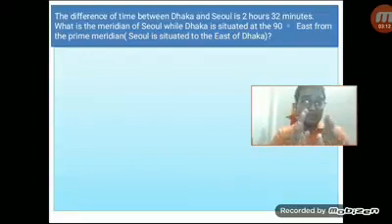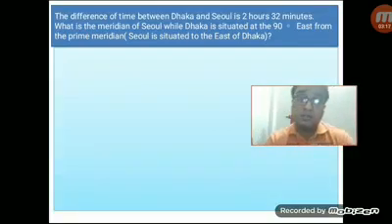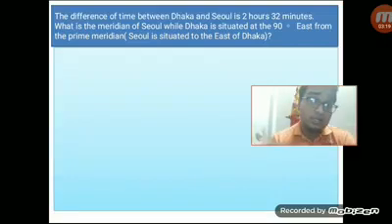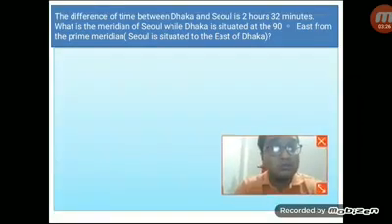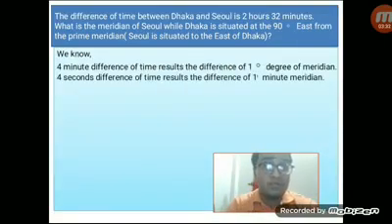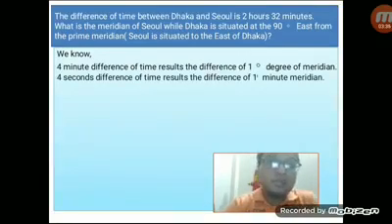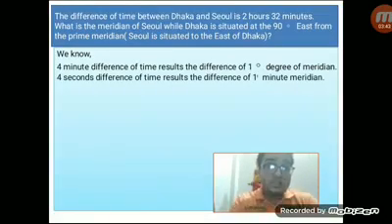Okay, so definitely the longitude of Seoul will be more than the longitude of Dhaka, because Seoul is located farther away from the prime meridian or the Greenwich meridian. So at first you have to use the formula to find out the longitude of a place. So this is the formula. 4 minutes difference of time results in 1 degree difference of meridian, and 4 seconds difference of time results in 1 minute difference of meridian.